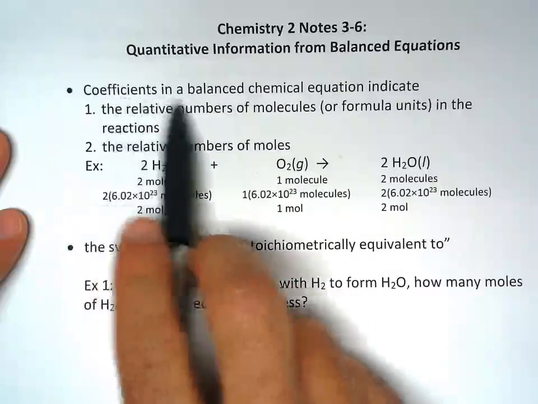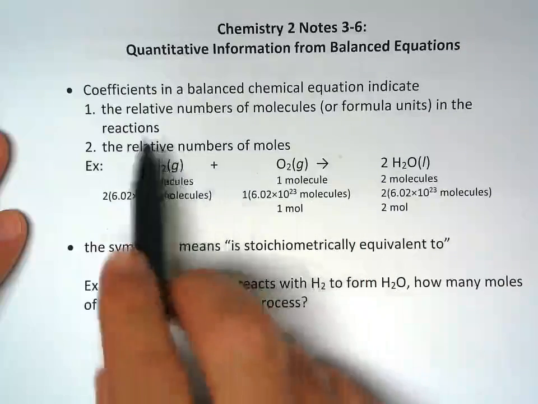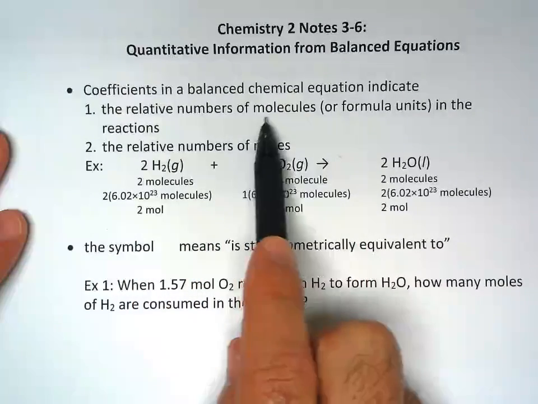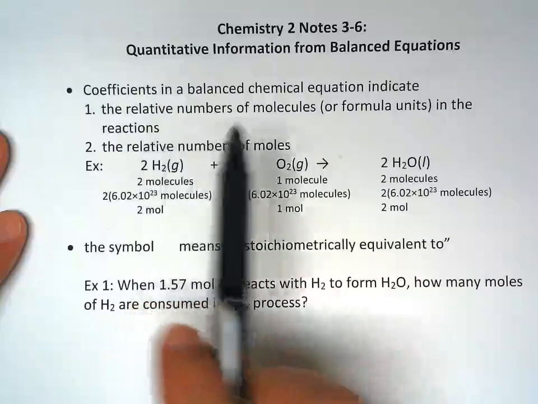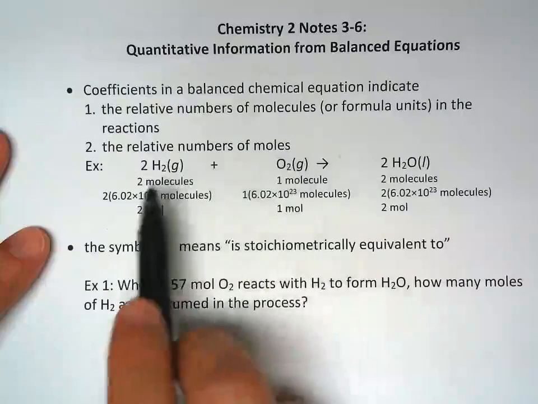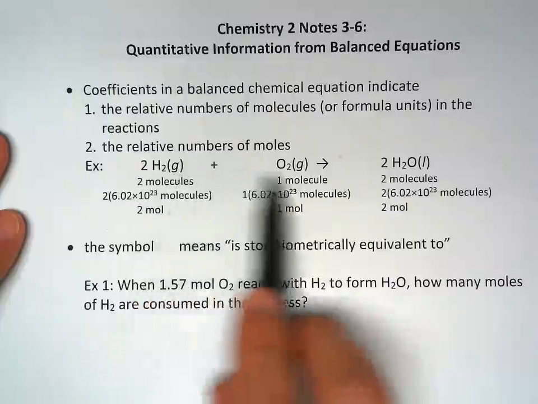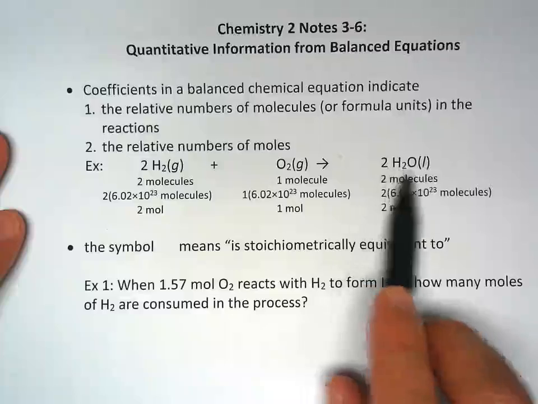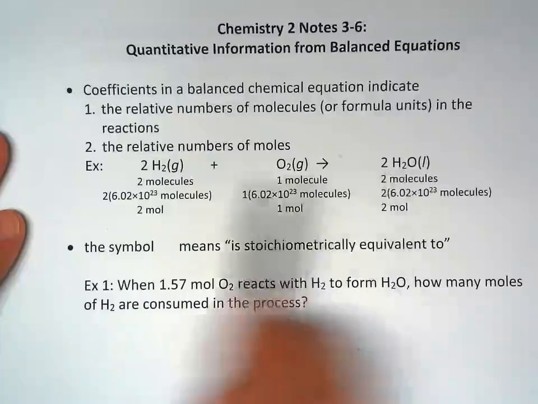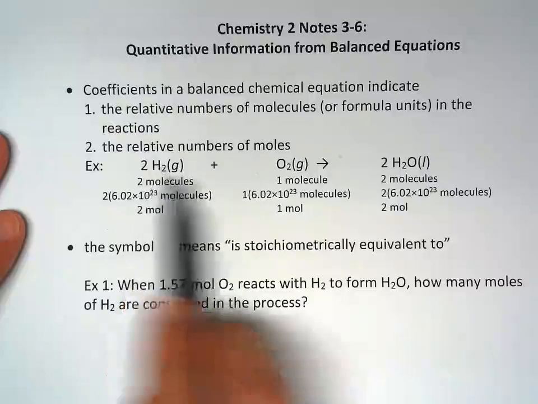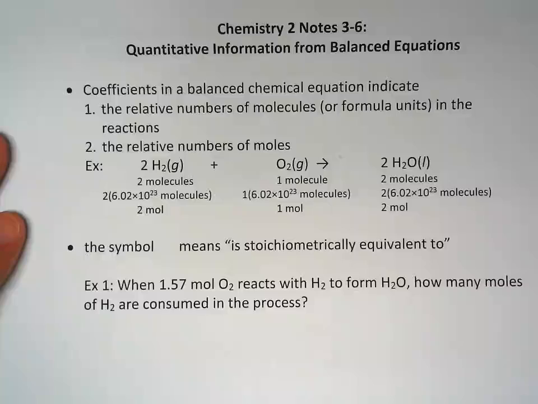The coefficients in a balanced chemical equation indicate, number one, the relative numbers of molecules or formula units in the reactions. Okay, so like we've got 2 H2 gas plus O2 gas yields 2 H2O liquid. The 2, 1, and 2 represent 2 molecules of hydrogen, 1 molecule of oxygen, 2 molecules of water, right? Everybody knows that.